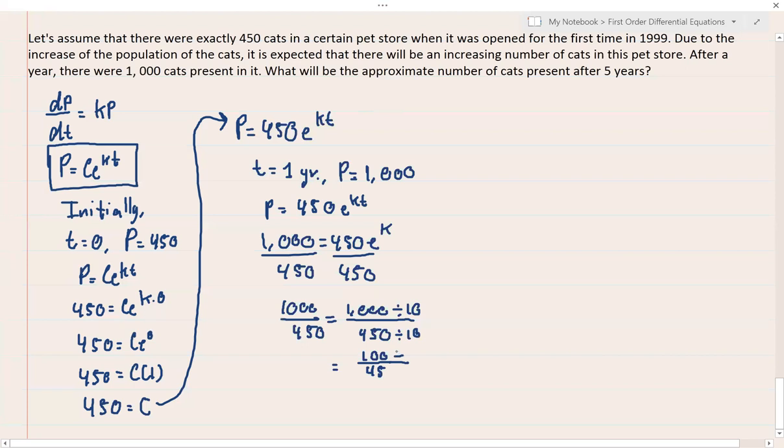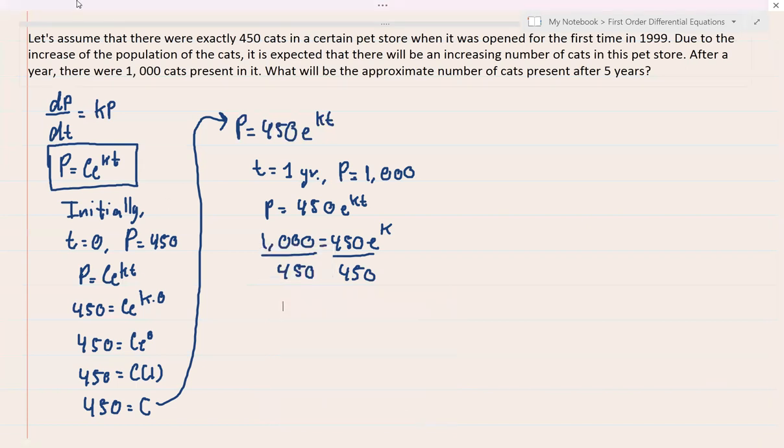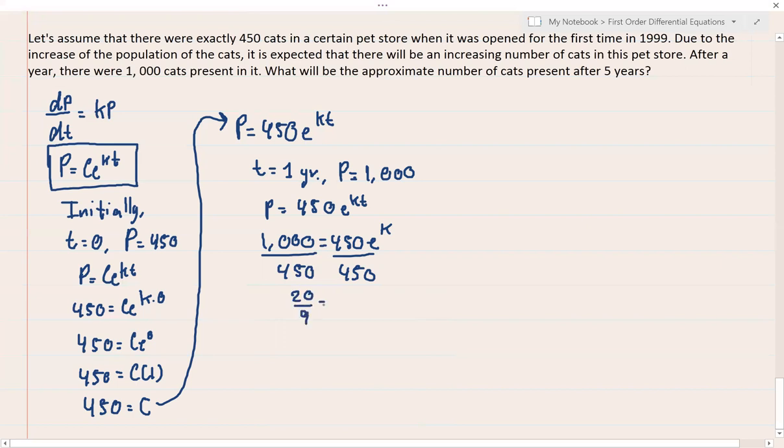And 100 at saka si 45 are both divisible by 5. So 100 divided by 5 all over 45 divided by 5. So mangyari dyan, 100 divided by 5 is 20, because 20 times 5 is 100. And 45 divided by 5 is 9. So yep, it's 20 all over 9. Therefore, 1,000 all over 450 is equivalent to 20 all over 9. Okay? 20 all over 9.